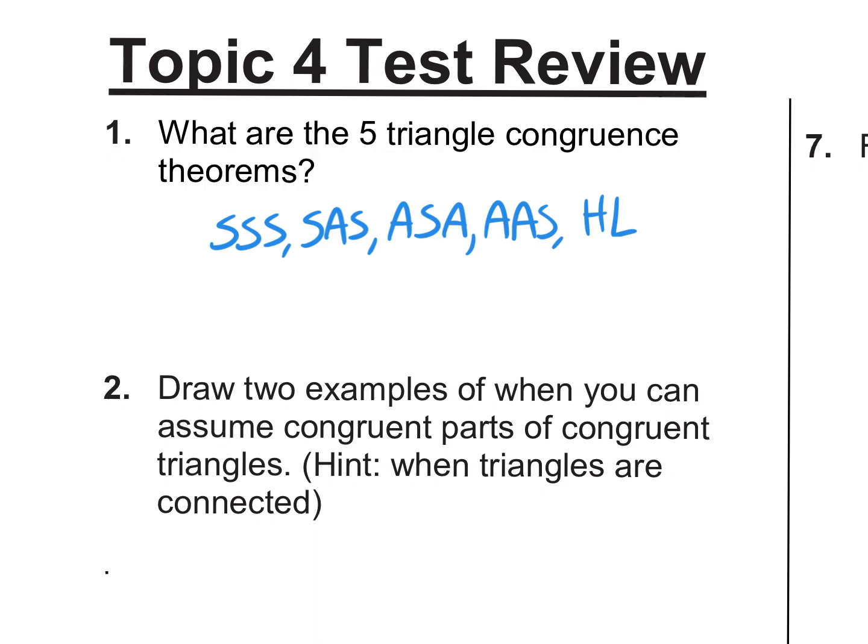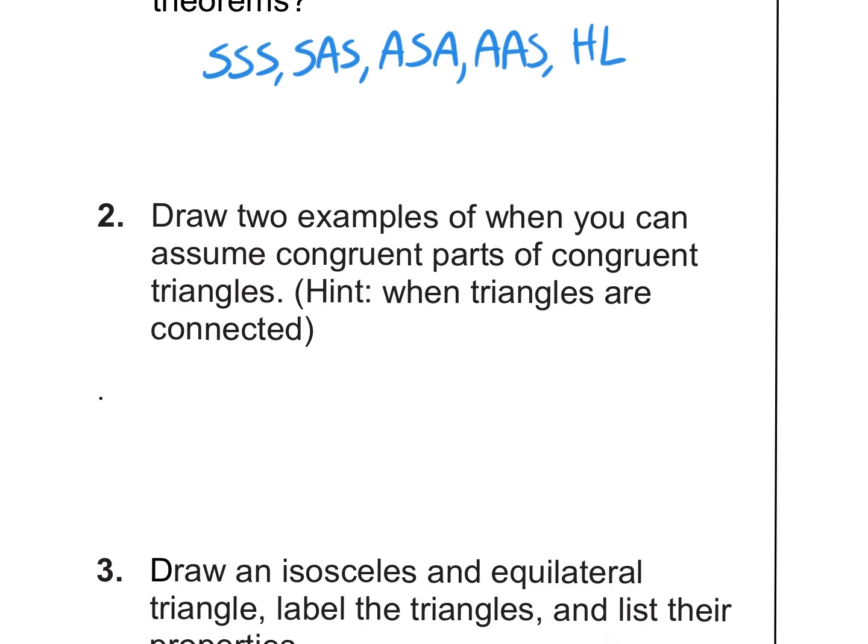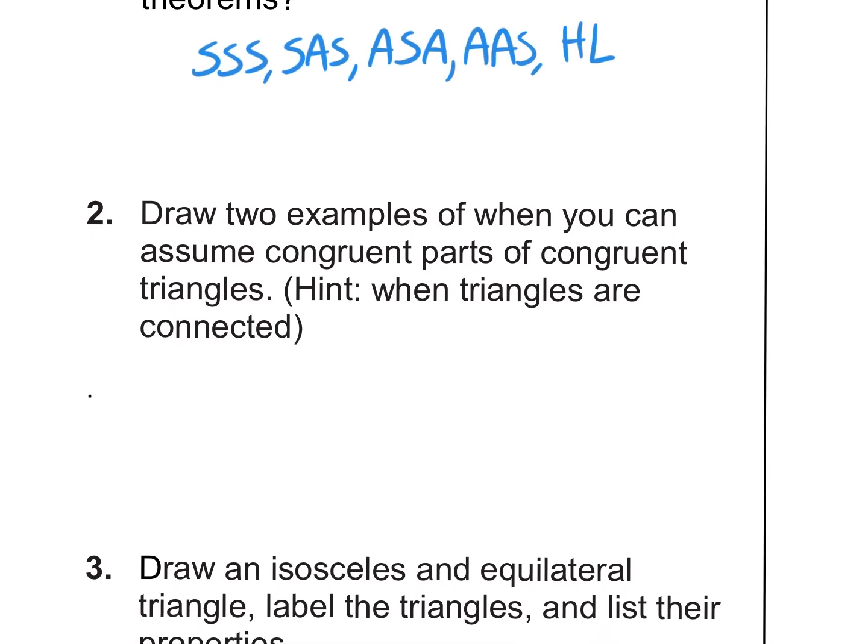Number 2, it says draw 2 examples of when you can assume congruent parts of congruent triangles. And then the hint I gave you there was when triangles are connected. So there are 2 ways triangles can be connected. What's one? By a vertex. Okay, so if I draw this picture here, they are connected by this vertex point. What else can we assume then since they're connected there? These 2 angles are congruent to each other.